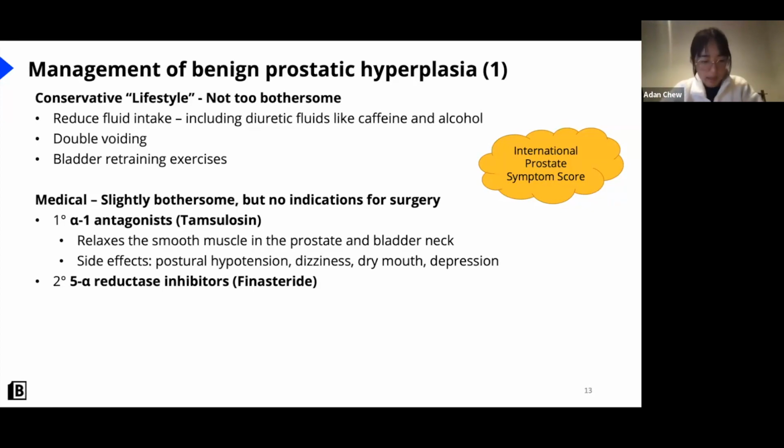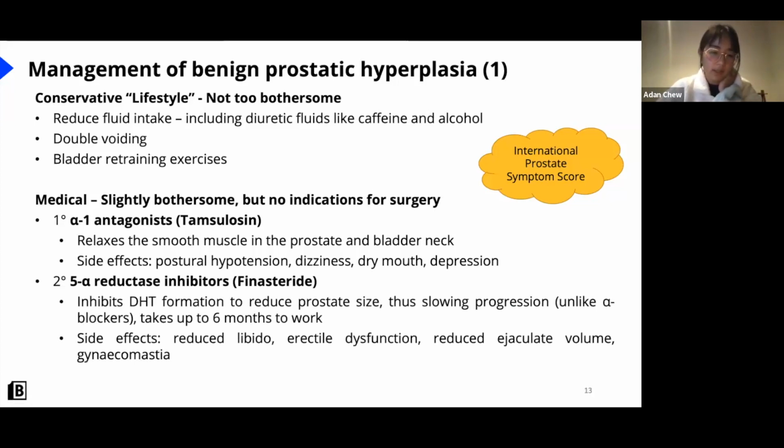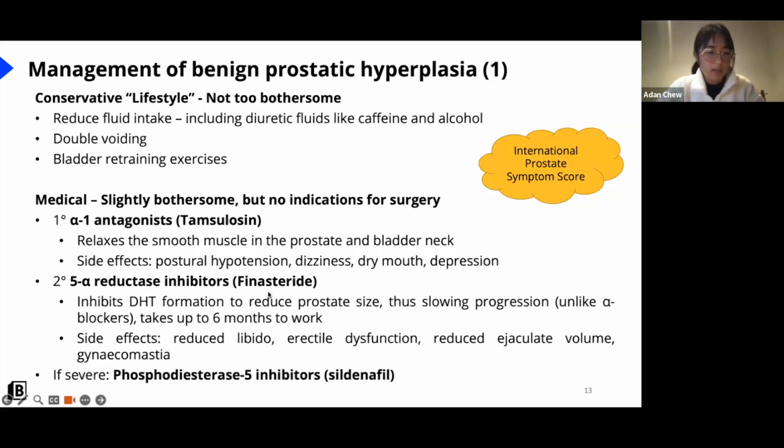The second line would generally be 5-alpha reductase inhibitors, also known as finasteride. They're more hormonal, and because of that, they take a little bit longer to work. They inhibit DHT formation, the testosterone conversion, which reduces prostate size and hopefully slows the progression and the symptoms of the BPH. With hormonal therapy, you can get sex hormone related side effects such as reduced libido, erectile dysfunction, reduced ejaculate volume, and gynecomastia. And if it's severe, you can also try phosphodiesterase 5 inhibitors, also known as sildenafil, but that's usually used for very severe cases.